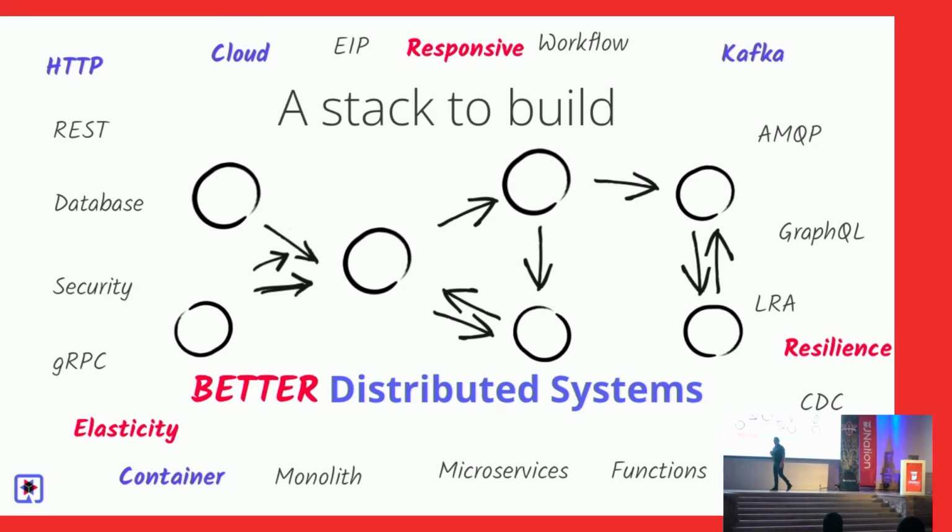Responsive is the combination of both. If you can continue to handle the work, handle the load, even under fluctuating load, so elasticity, and even when facing failures, you become responsive. Responsive is what you're trying to achieve. That's what defines better. A better distributed system is a responsive distributed system.